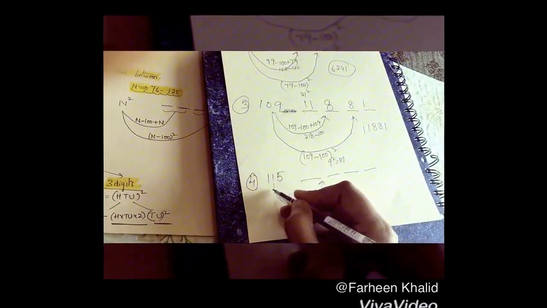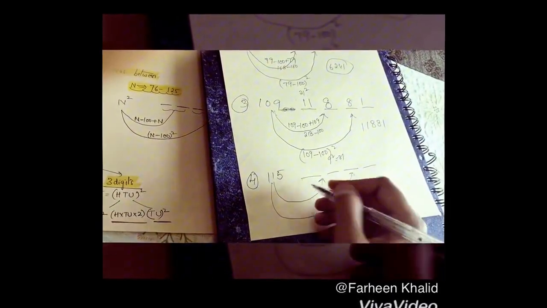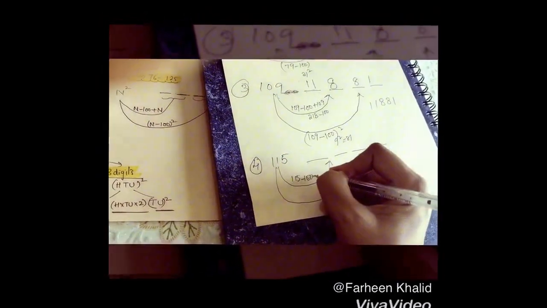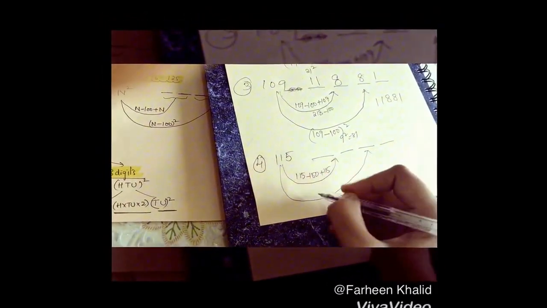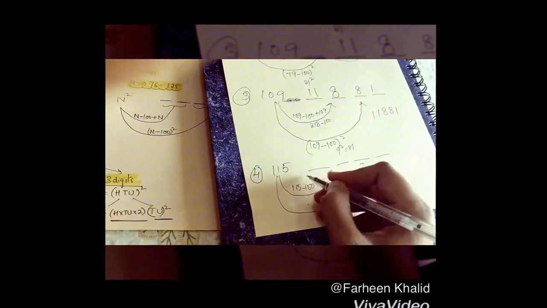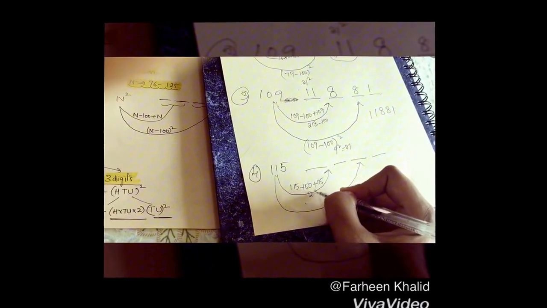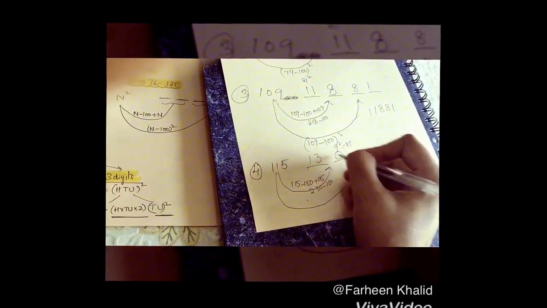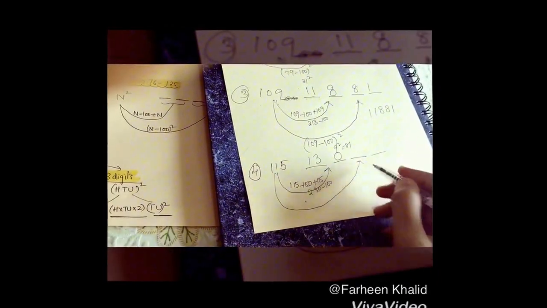So you do the first part and then you do the second part. The first part is 115 minus 100 plus 115. Okay, let's do this one first. So this is 230 minus 100, which is supposed to be 130. Okay, so we have 130 here.